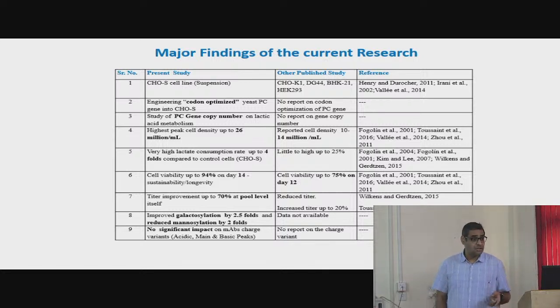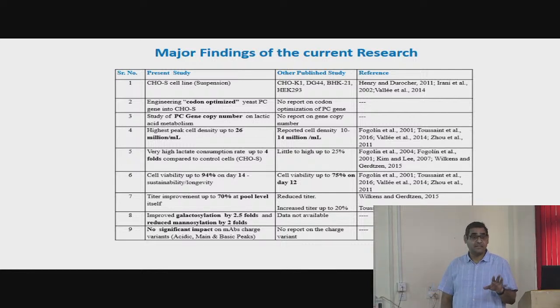I showed you that is the cells, how many cells are there. Earlier there was a report of 14 million per ml. So we got 26 million, okay. Then very high lactate consumption rate, up to 4 folds compared to the control cells, a little high, up to 25%.